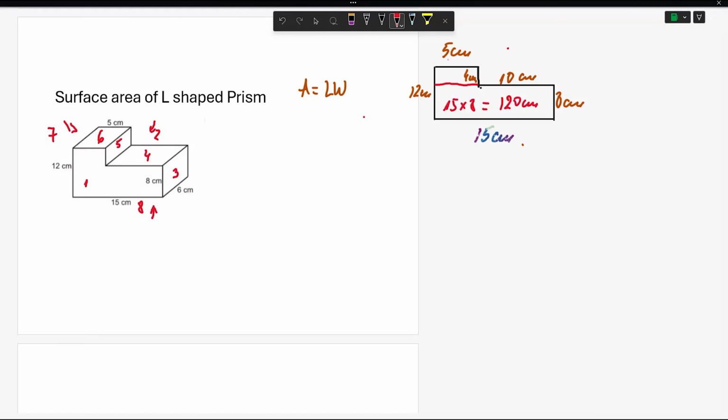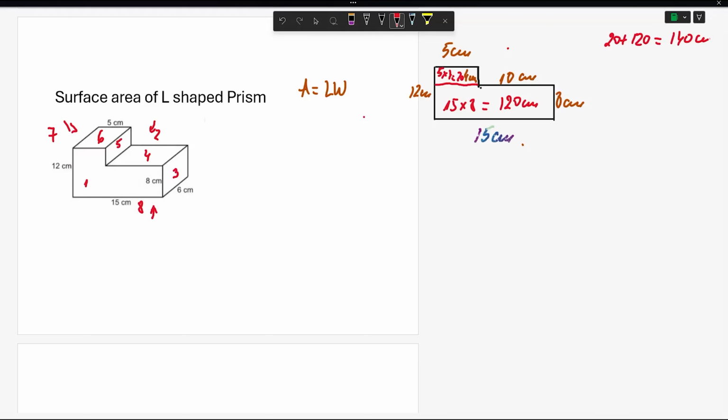And here I have 5 and 4, which we found, which is 20. So I need to plus now my first rectangle and my second rectangle. So we're gonna have the area of my L shape. So 20 plus 120 is gonna be 140. So I found side 1, 140. So this is my side 1, which is 140.